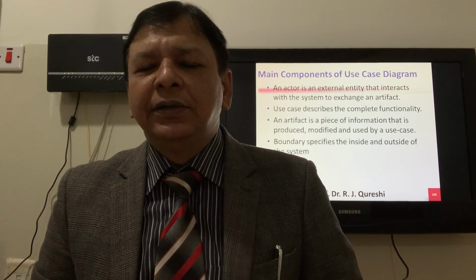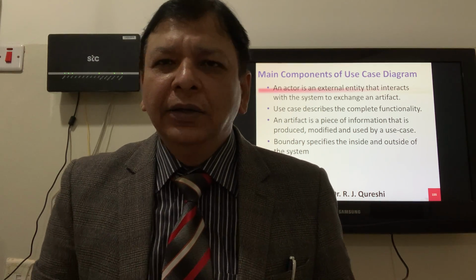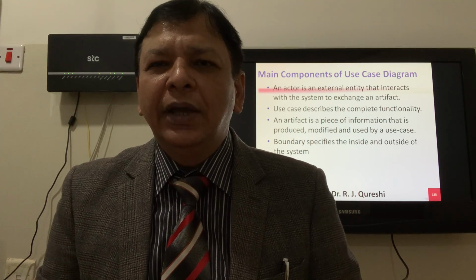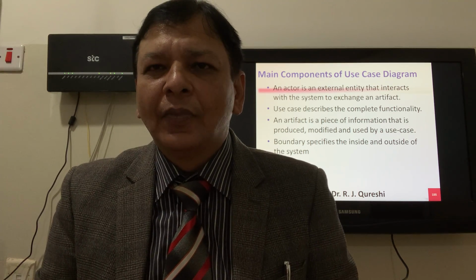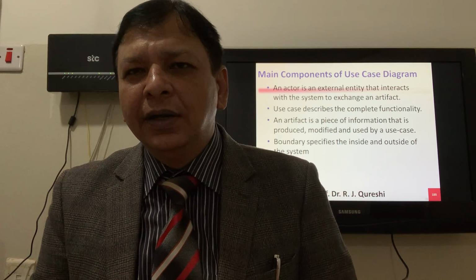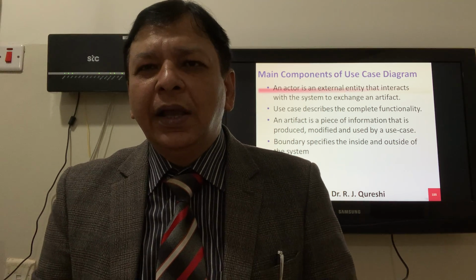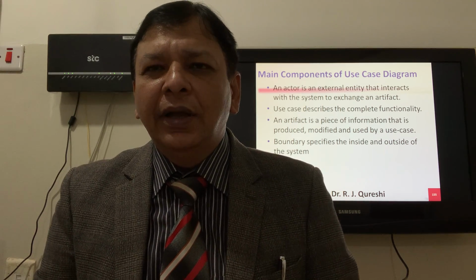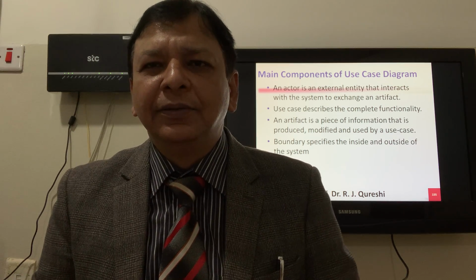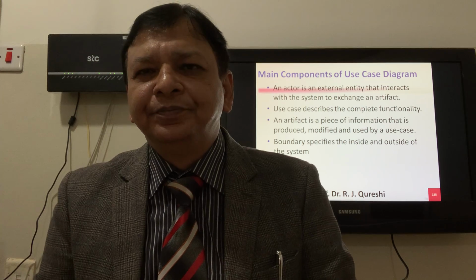Now comes the actor. What is the difference between an actor and an entity of a data flow diagram? This is the question I normally ask my students. An entity of a data flow diagram can be internal or external, whereas in a use case diagram, the actor is always an external entity. It cannot be internal.